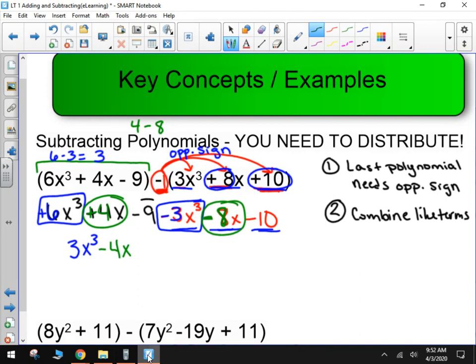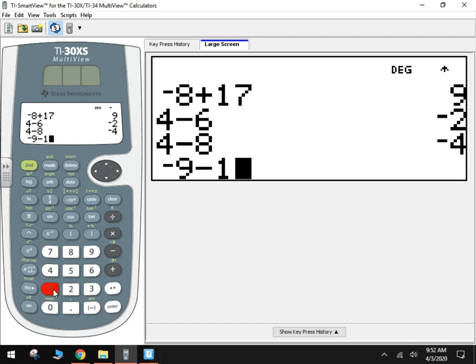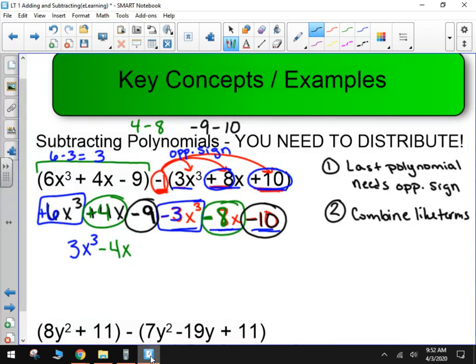And then last, I have a number without any letter on it. So I need to look for another number without a letter, and I have this one. They're both negative, so I have to do negative 9 minus 10. So negative 9 minus 10 in my calculator. I hit enter, and I get negative 19. So I put negative 19 right here. And I look. This is an x with a little 3, this is just an x, and this doesn't have a letter. So there's nothing I can combine, so this is my final answer.